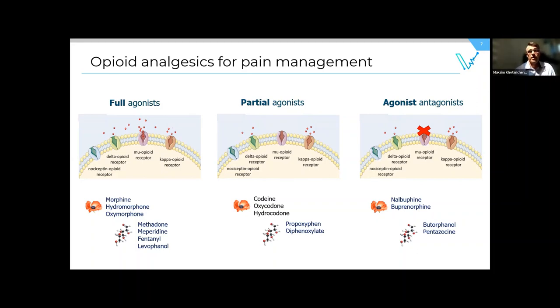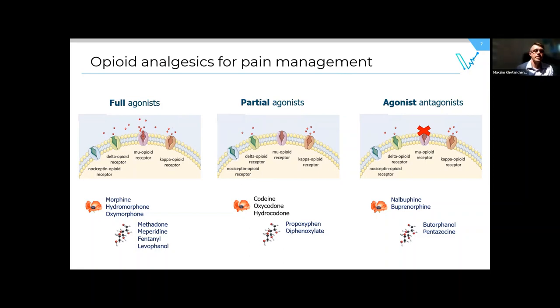And depending on the activity and target engagements, we have some drugs we call full agonists. So they engage with all types of opioid receptors, and usually they provide greater efficacy, but unfortunately, they also have a lot of side effects and adverse reactions, mostly related to the effects on the brain structure and finally on the brain functions, including cognitive functions, of course.